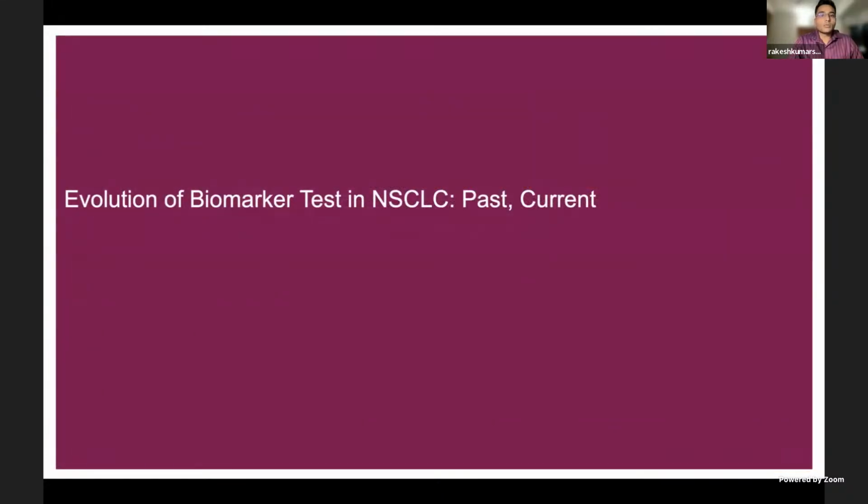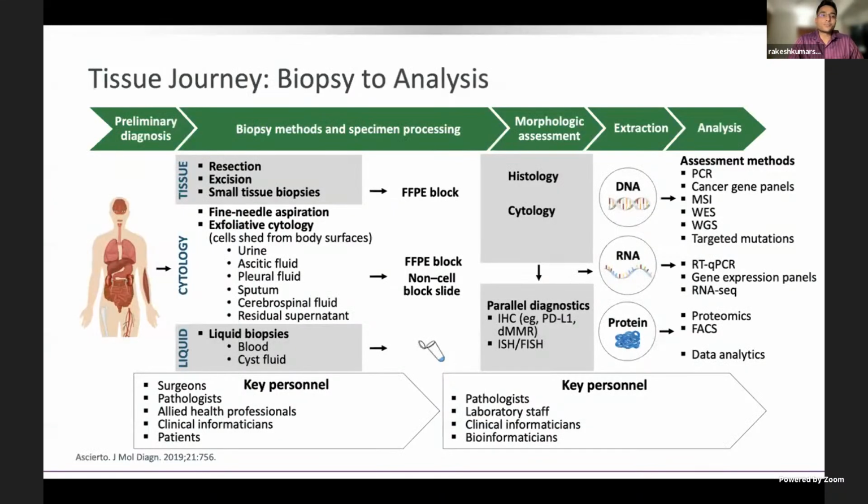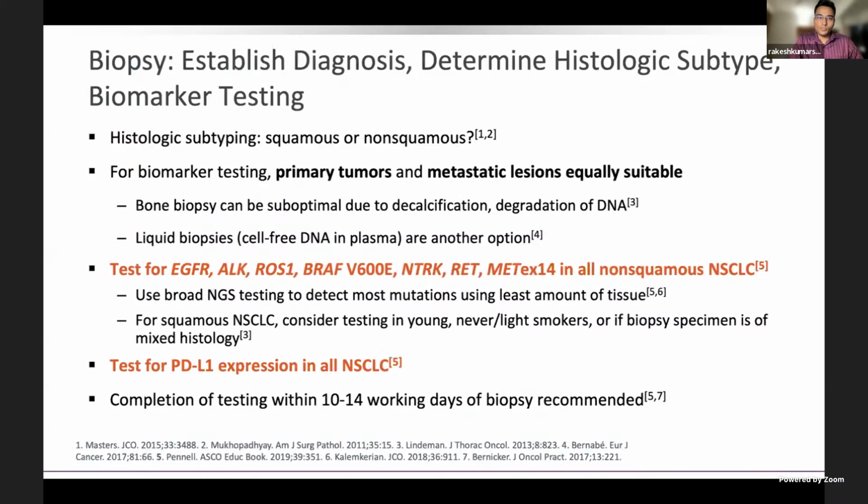Evolution of biomarker testing in NSCLC. Previously the diagnosis was based on histology, and we used to classify NSCLC into squamous cell and adenocarcinoma, supplemented by IHC. Nowadays, IHC is used for PDL1 testing and MMR testing, and further testing available nowadays is genomic profiling, which can be done with NGS, FISH testing, PCR, and various other techniques.